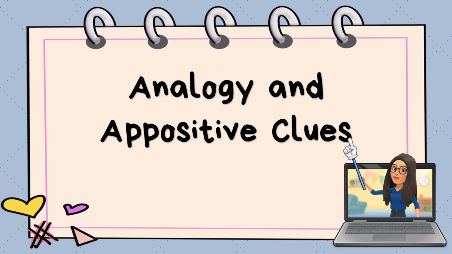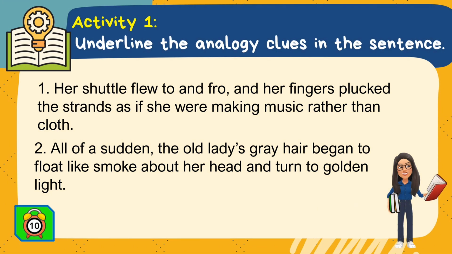Now, let us try to point out the context clues in the following sentences, which are from the story Arachne the Spinner. For activity 1, you are going to underline the analogy clues in the sentence. Item number 1. Her shuttle flew to and fro, and her fingers plucked the strands as if she were making music rather than cloth. 2. All of a sudden, the old lady's gray hair began to float like smoke about her head and turned to golden light.